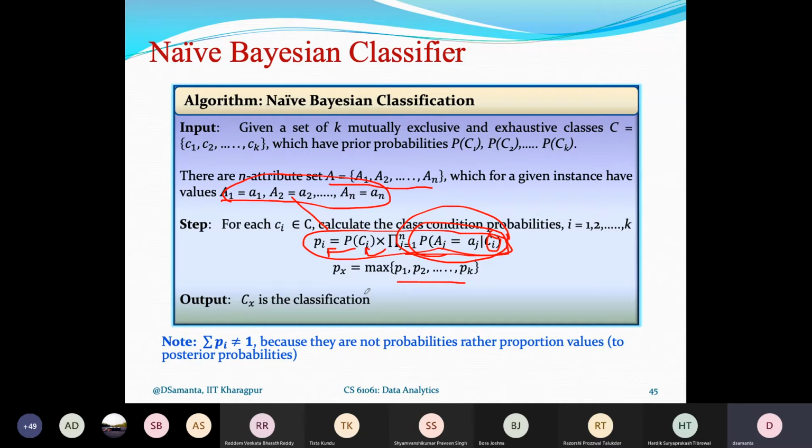Say Px is the max value, and that is for the class Cx. Then this x tells you the class it belongs to. So Cx is the prediction that your record belongs to this class Cx. That's okay. So the learning algorithm is also very simple, as you see, only one step.